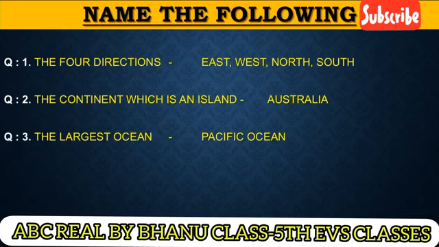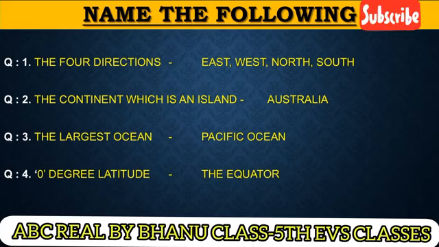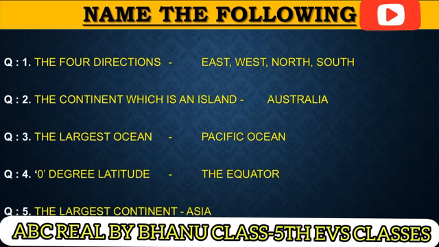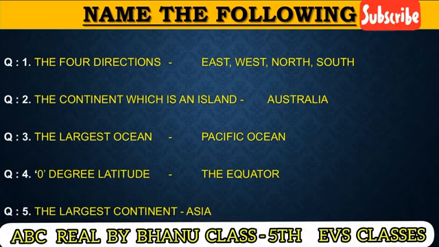Question number 3. The largest ocean. Pacific Ocean. The largest ocean in the world is Pacific Ocean. Question number 4. 0 degree latitude, which is also known as the equator. The largest continent is Asia. Which is the smallest continent? Write your answer in the comment box.